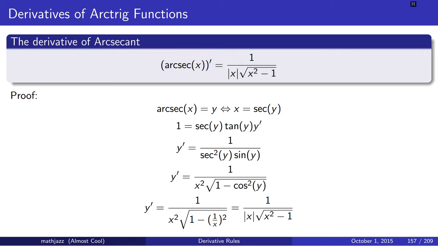And when we pull that x into the square root, it becomes an x squared. 1 times x squared is x squared. x squared times 1 over x squared is 1. And so we get the derivative of arcsecant of x is equal to 1 over the absolute value of x times the square root of x squared minus 1, as desired.